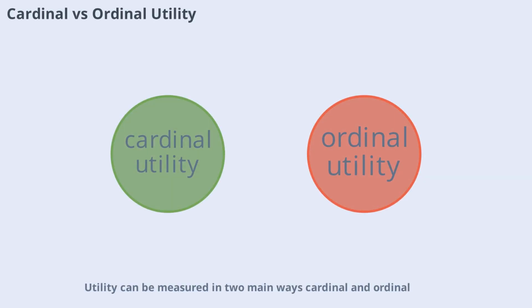Utility can be measured in two main ways: cardinal and ordinal. Cardinal utility assigns specific numerical values to satisfaction, like saying eating pizza gives you 10 units of utility. Ordinal utility, on the other hand, only ranks preferences without assigning exact numbers. Most modern economic theory relies on ordinal utility, as it's more realistic to assume people can rank their choices rather than measure exact levels of happiness. This distinction is important when analyzing consumer choices and market outcomes.